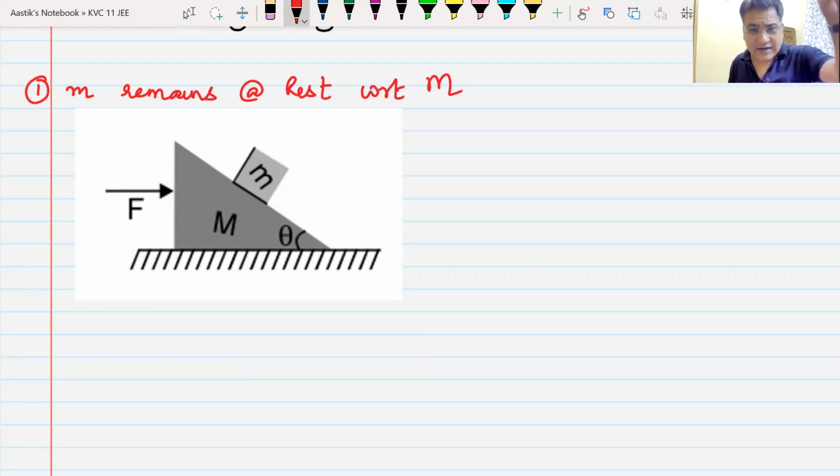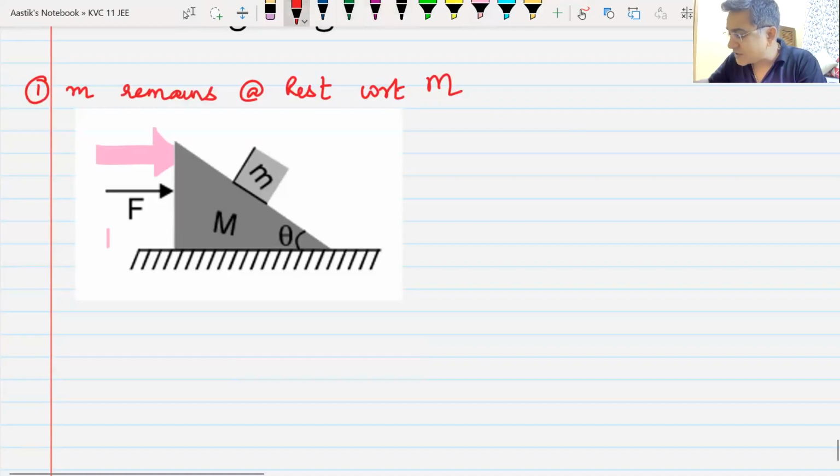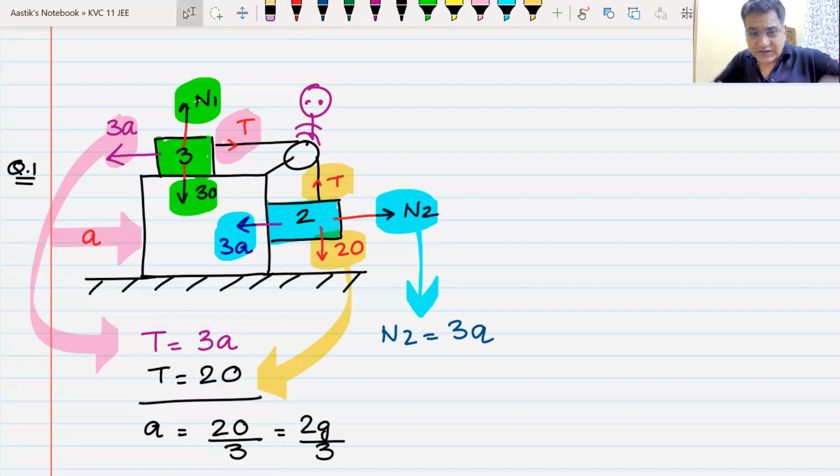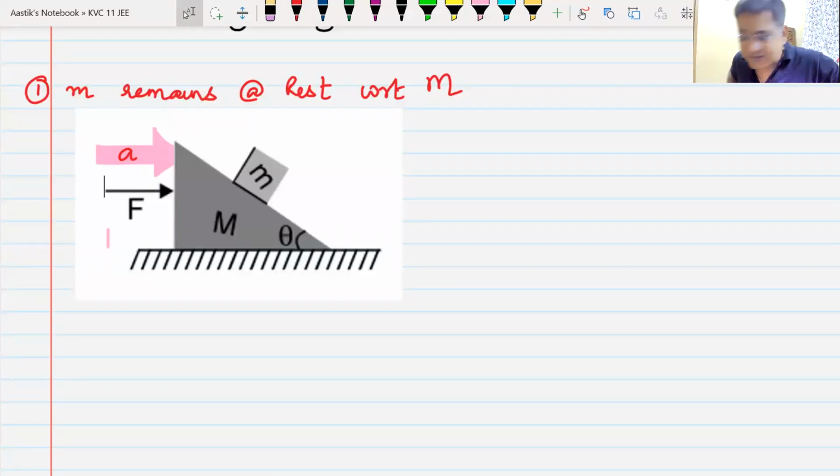So if you have an inclined wedge and you have kept a block on the top of this inclined wedge, how much acceleration should that wedge have so that the block remains at rest? This is the same question as what we have done in this case. The only difference is there were 2 blocks attached by a string. Here there are 2 blocks kept on top of each other. So the concept remains same.